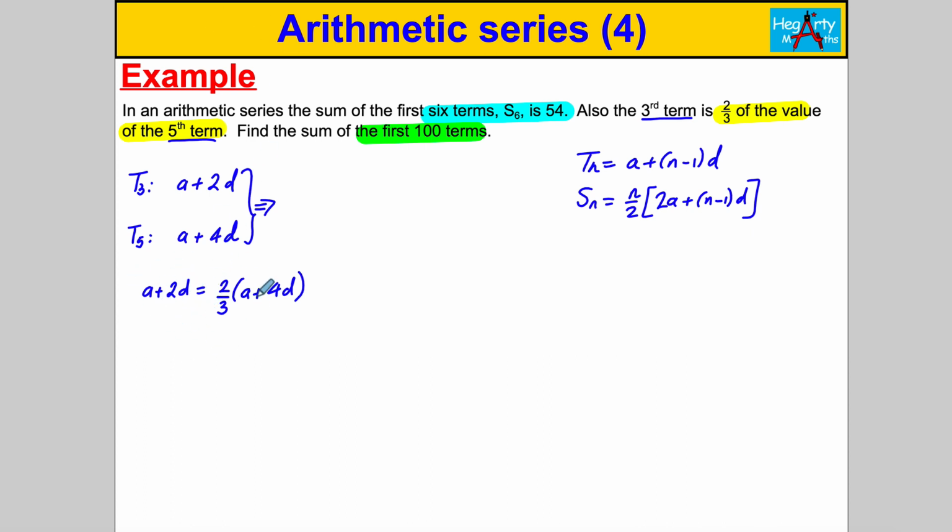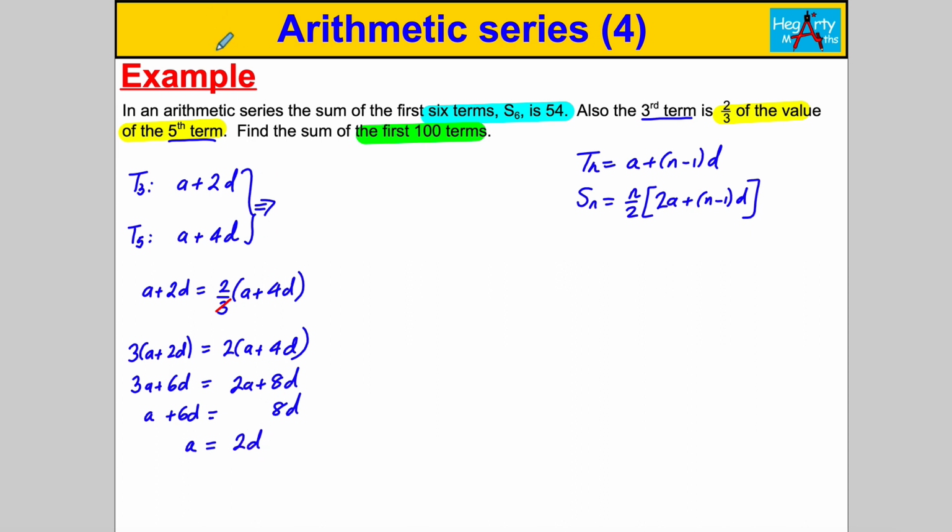So multiply both sides by 3 to eliminate that 3 here, and we would get 3 times a plus 2d is equal to 2 times a plus 4d, multiplying both sides by 3. And expanding both brackets out, I get 3a plus 6d is equal to 2a plus 8d. Subtracting 2a off both sides, I get a plus 6d is equal to 8d. And subtracting the 6d off both sides, a is therefore 2d. And that's really helpful to us. We've got that a is equal to 2d.